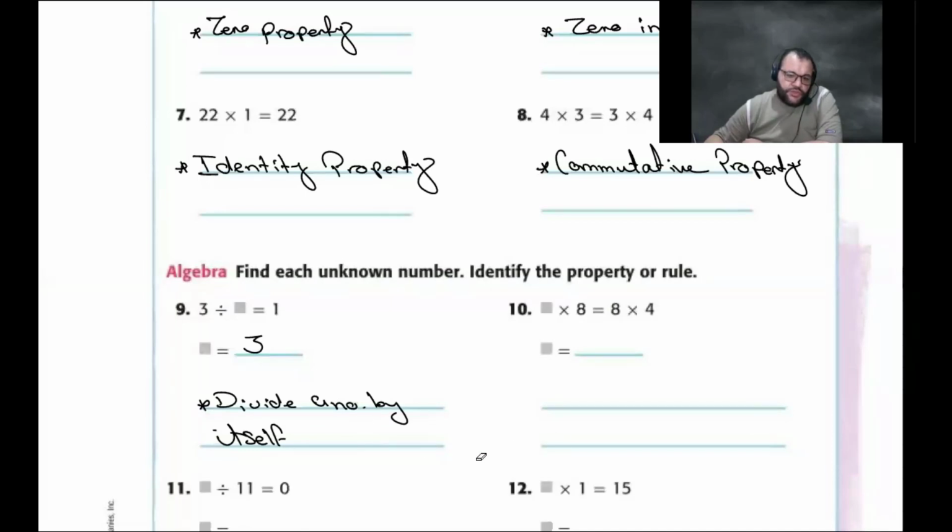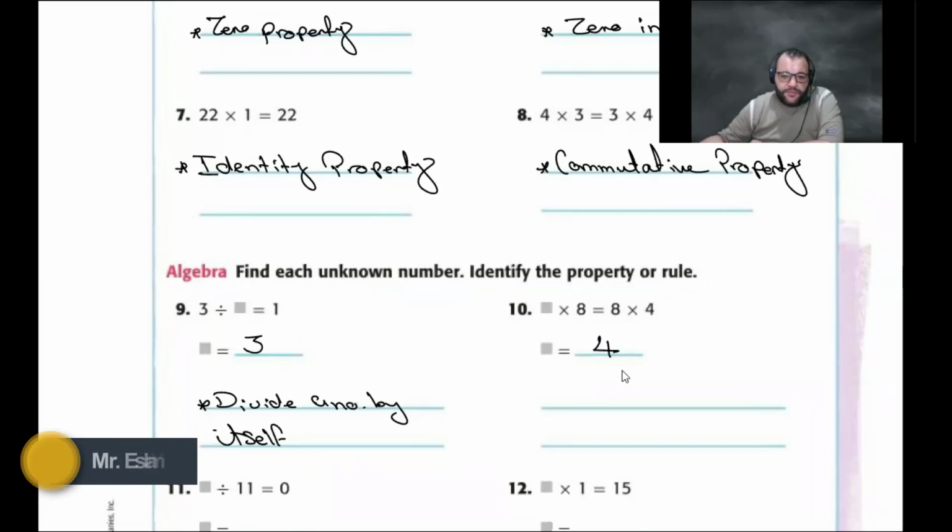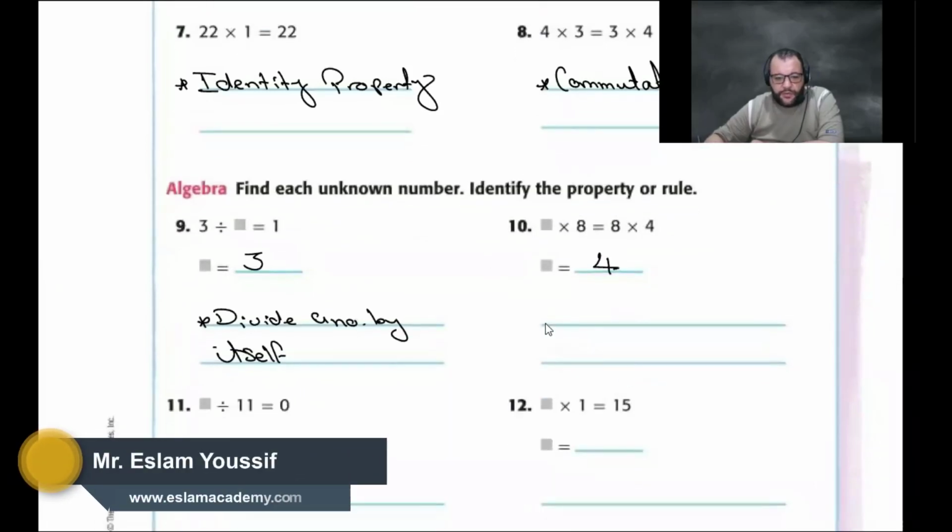So, Ilyas Ali. Question number 10. Ilyas Ali is not here. Abdullah Yahya. Yes, Abdullah. Question number 10. 4 multiplied by 8. So the variable now will be 4. What is the name of this property? Commutative property.